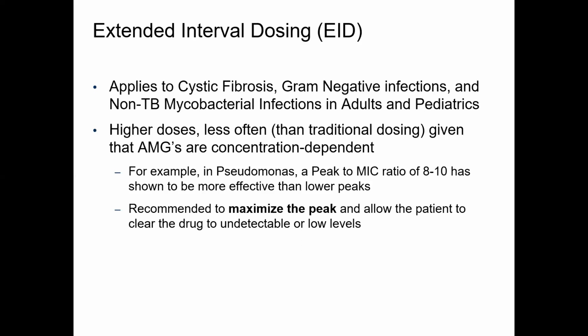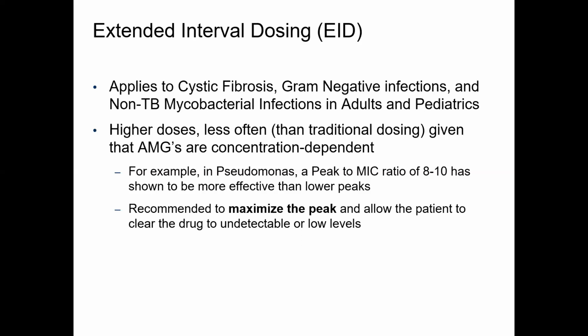So as an example, in Pseudomonas, research has shown that a peak ratio to the MIC of 8 to 10 is more efficacious and shows more bacterial killing than lower peaks. So because of this, it's recommended to maximize that peak and allow the patient to clear the drug to undetectable or very low levels. But we want to maximize that peak, but also keep it safe. So there are upper end goals for the peak as well. It's not just above 16, for example. We definitely want to keep it safe, but maximize that because that is what's going to be treating our infection.